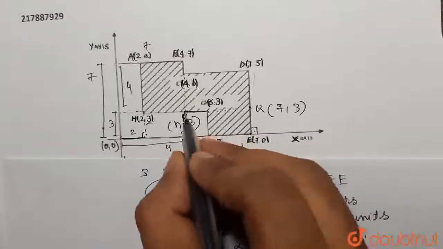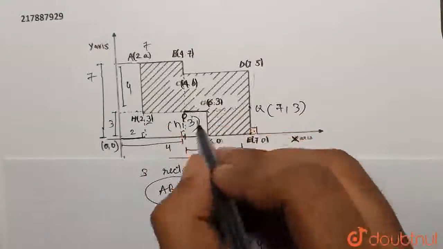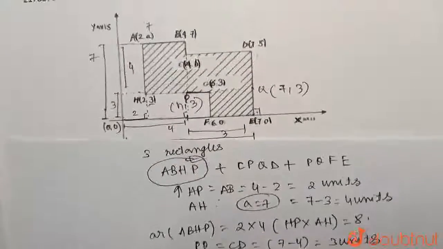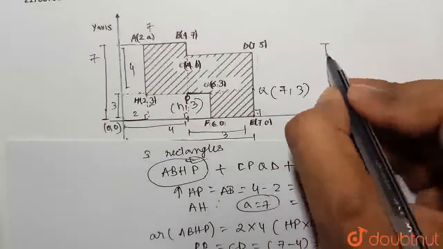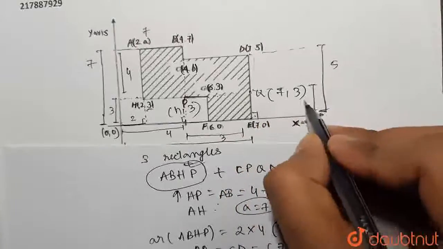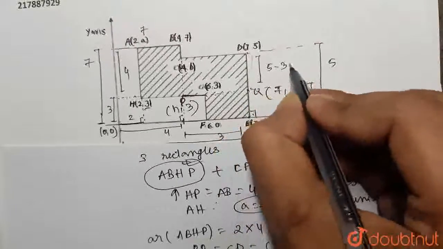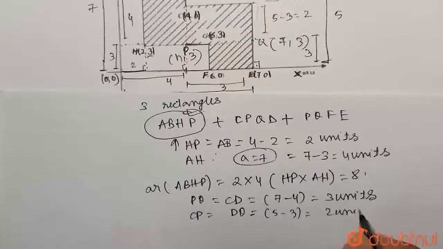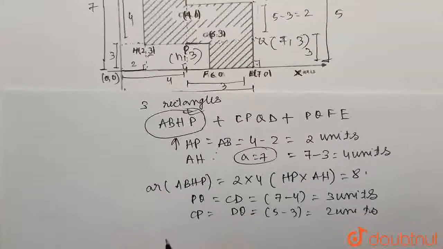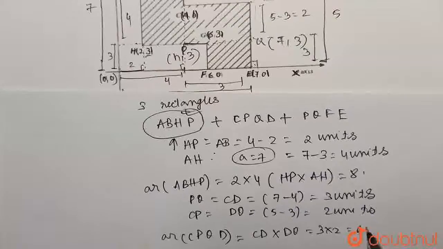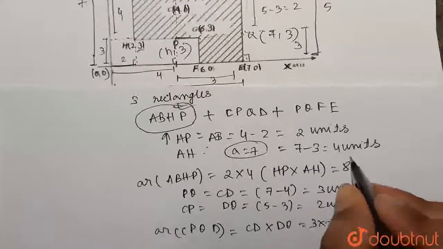So the length of CP will be equal to DQ, and the length of DQ, from the same logic: this length is 5 and this length is 3. So this length will be 5 minus 3, that is 2. So DQ will be 2 units. Now I can calculate the area. The area of CPQD will be equal to CD into DQ, that is 3 into 2, so 6. So 6 and 8.